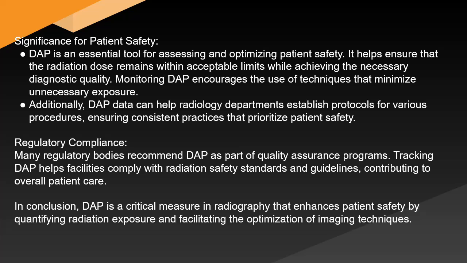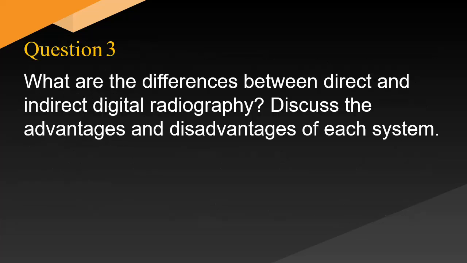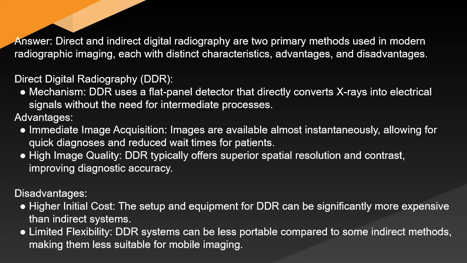optimization of imaging techniques. What are the differences between direct and indirect digital radiography? Discuss the advantages and disadvantages of each system. Answer: Direct and indirect digital radiography are two primary methods used in modern radiographic imaging, each with distinct characteristics, advantages, and disadvantages. Direct digital radiography (DDR) mechanism.